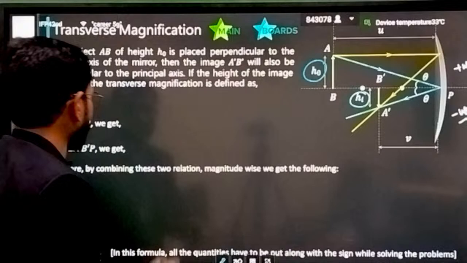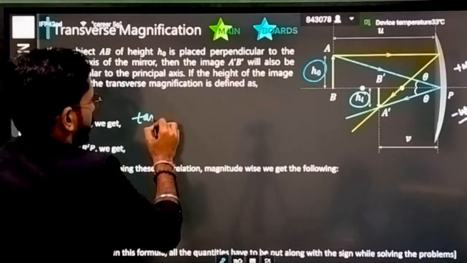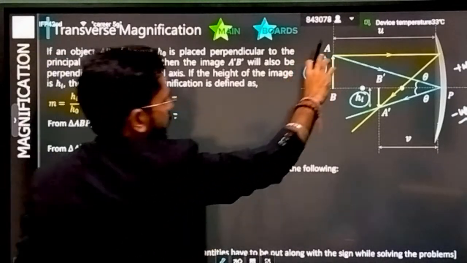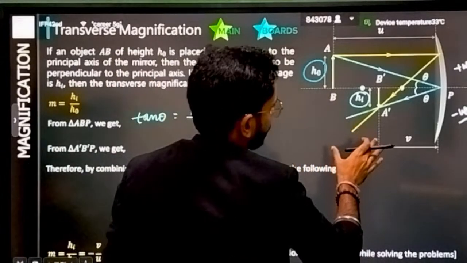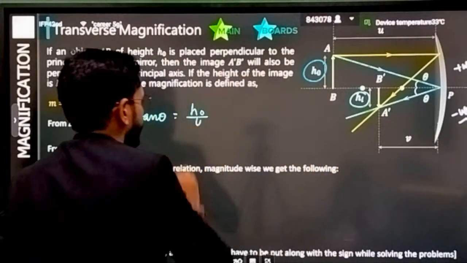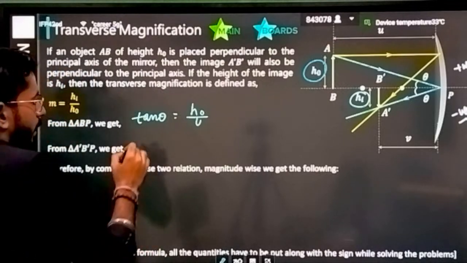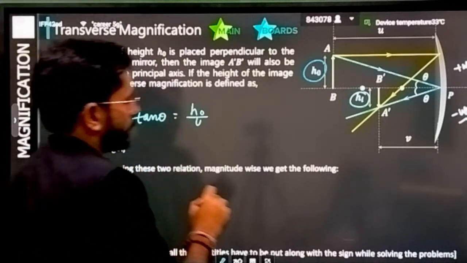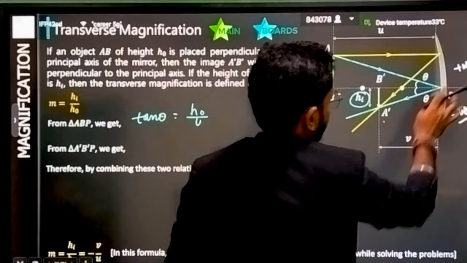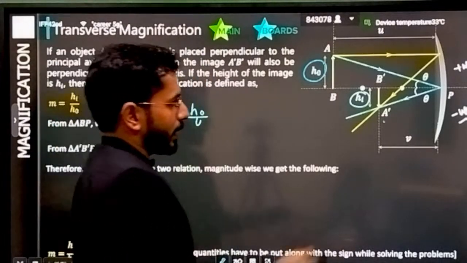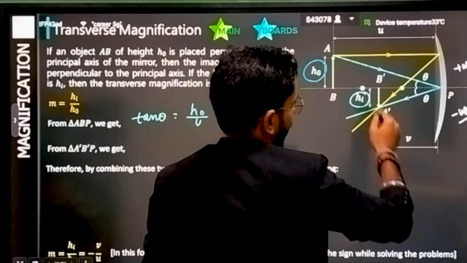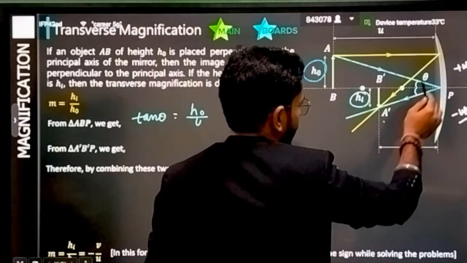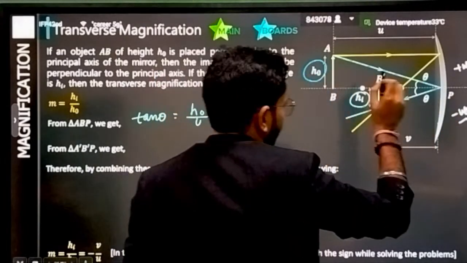If you have to define tan of theta, how will you write? Batao. Tan of theta is perpendicular upon base. What is the perpendicular? You will say h naught. And what is the base? It will be u. In triangle A dash, B dash and P, because the ray diagram is clear now, one ray is going parallel and passing from the focus and the second ray is passing from the pole, that means it will subtend the equal angle.